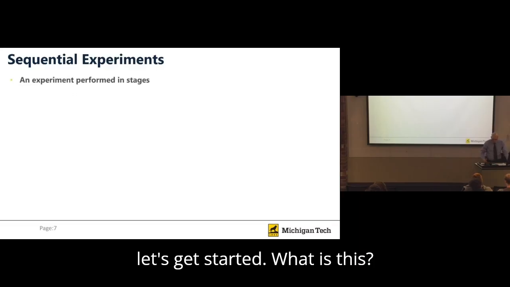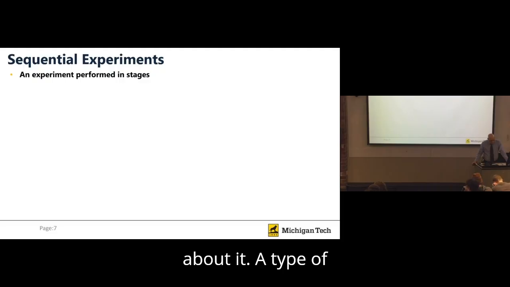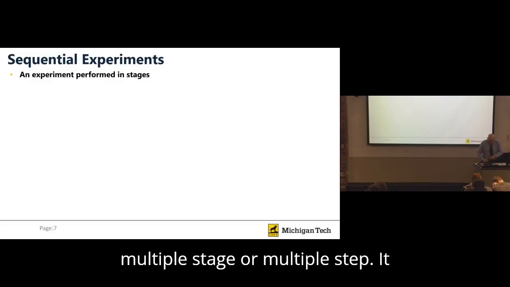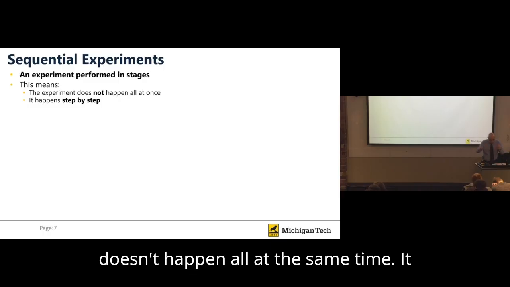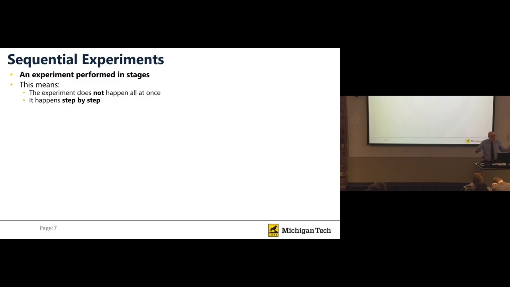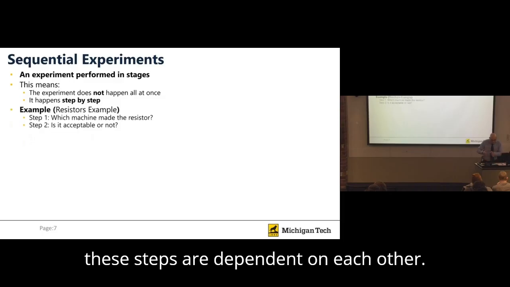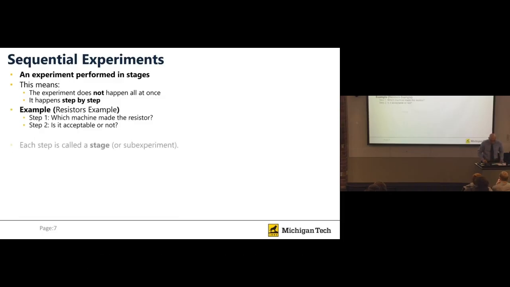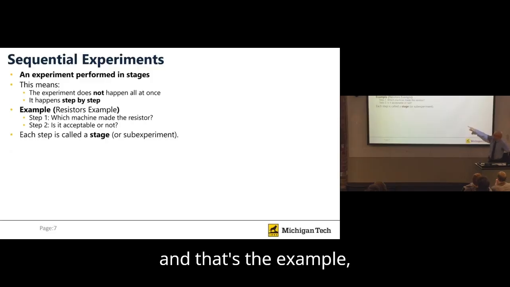Okay, let's get started. What is a sequential experiment? I've talked a lot about it. It is a type of experiment that has multiple stages or steps. It doesn't happen all at the same time. It has different steps, one by one. The important part is that these steps depend on each other. Each step is called a stage.